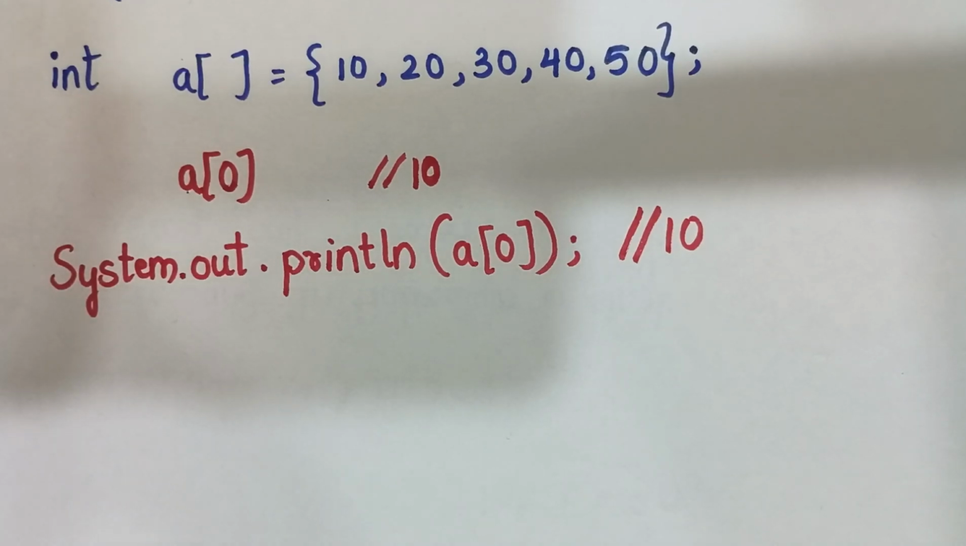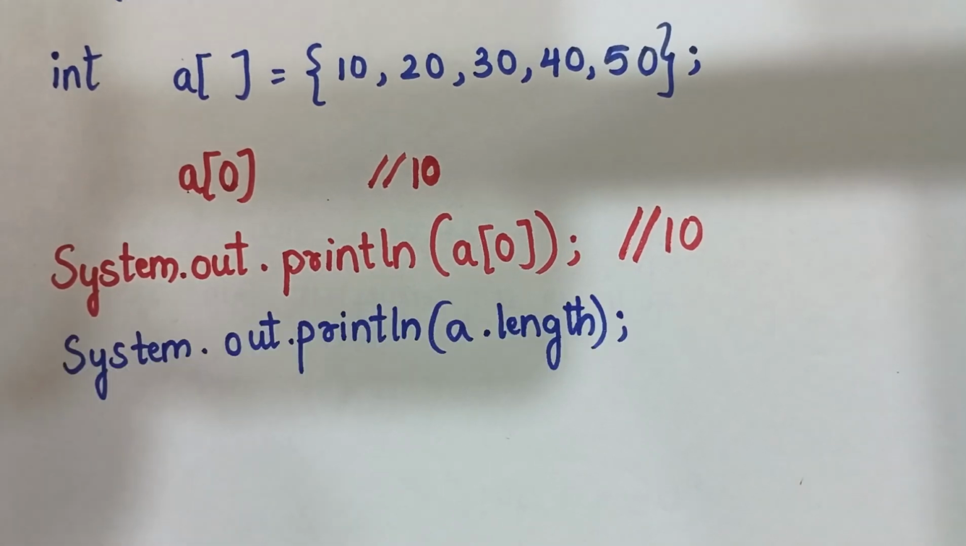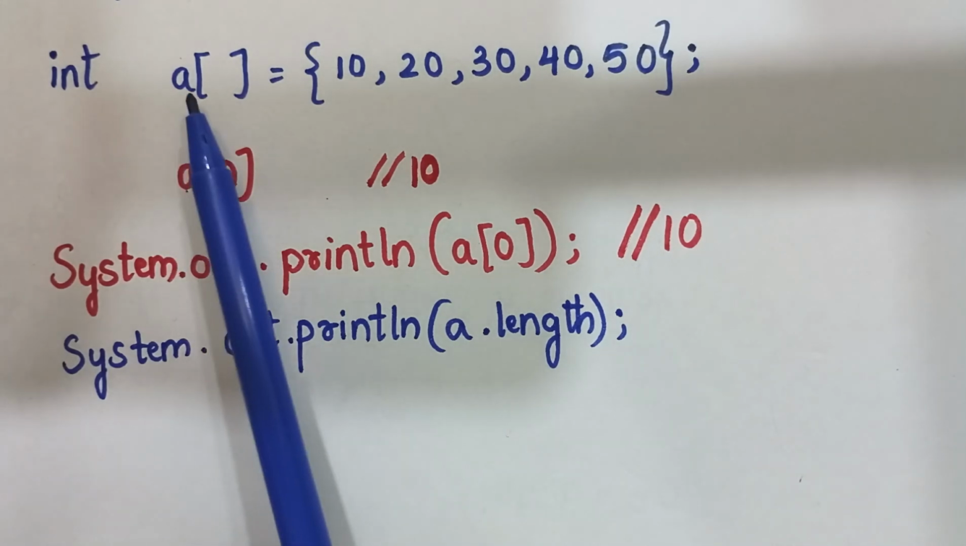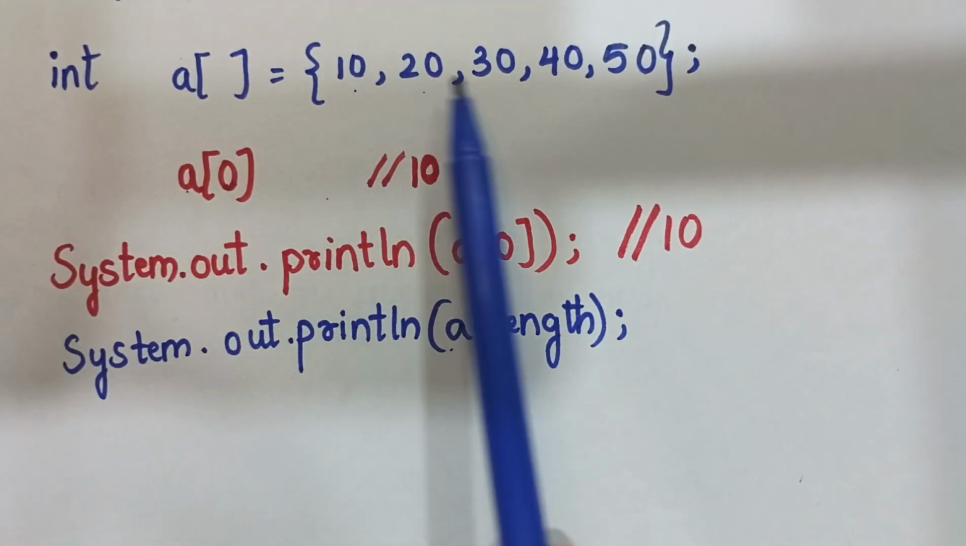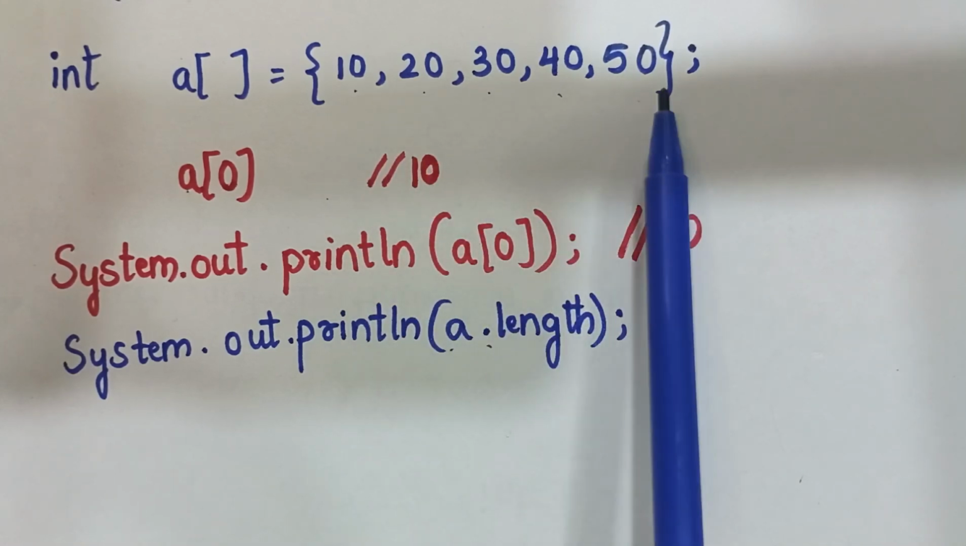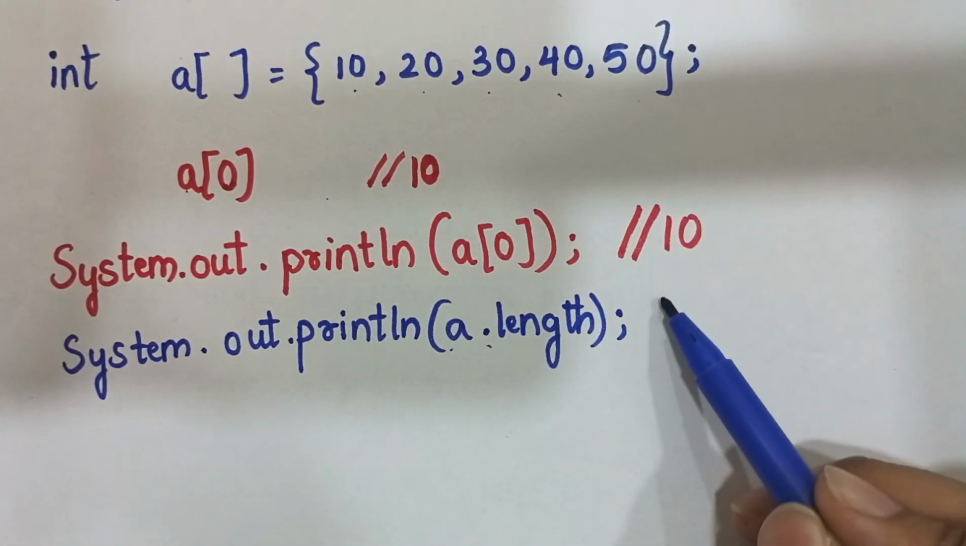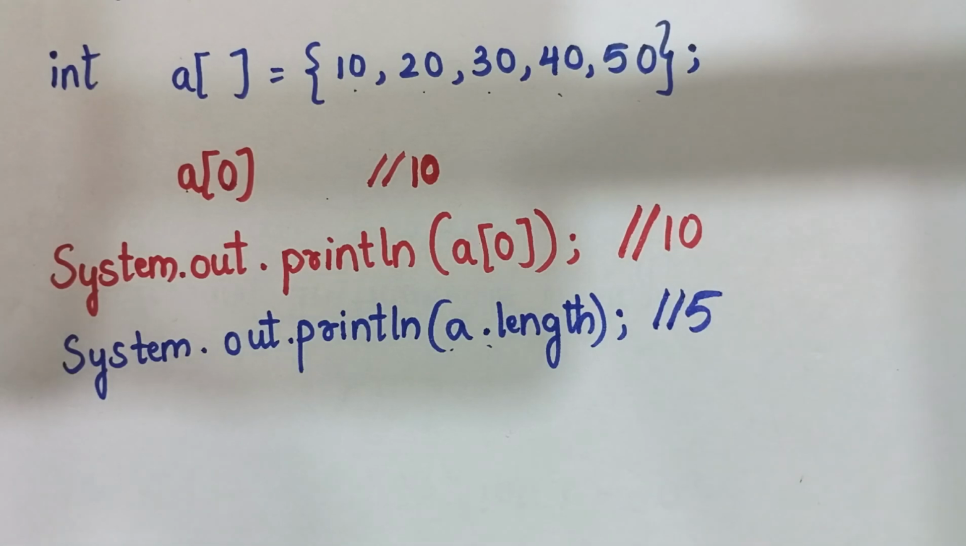To find the length of the array, we use the length property. So here we are using a dot length, that is variable name a dot length. It will give us 1, 2, 3, 4, 5, that is the number of elements in the array. It will give us output as 5. This is the length of the array.